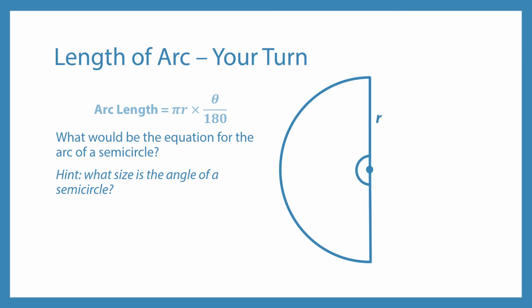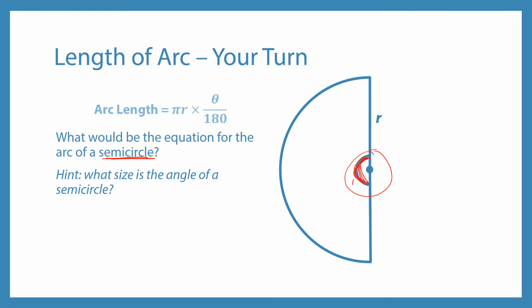In this question, could you work out what the equation of a semicircle would be? To do this, you need to work out what angle would go here. Note that a semicircle is just half of a full revolution, so it's just half of what this would be. Have a go at working out what that equation might be.